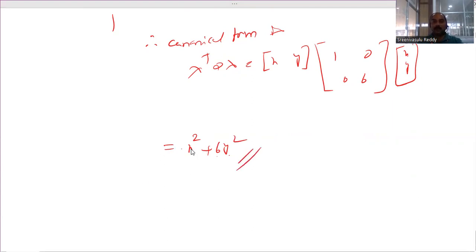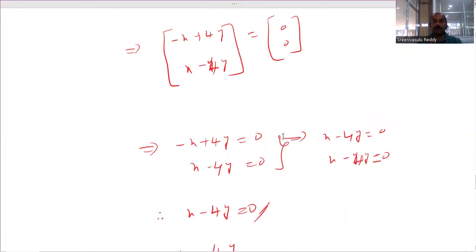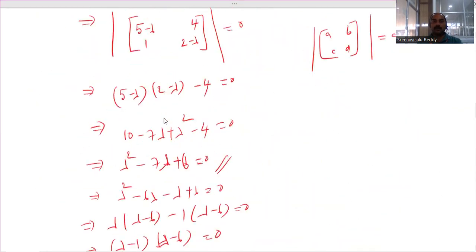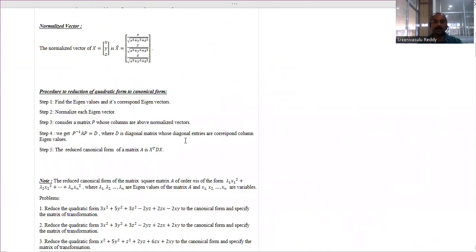In the canonical form, we have only squares. Products of variables do not appear. So this is the canonical form. Next problem. This is the procedure, you remember.